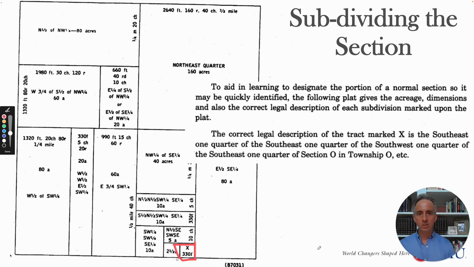So when you see that description in your book, you want to just start from the end, start from the biggest plot of land, and work your way down to the precise property that is being described.